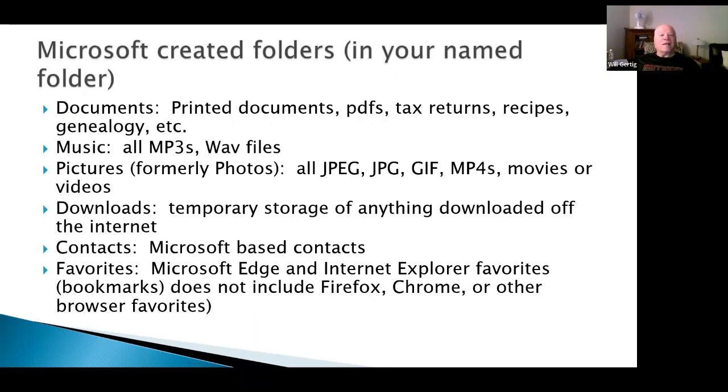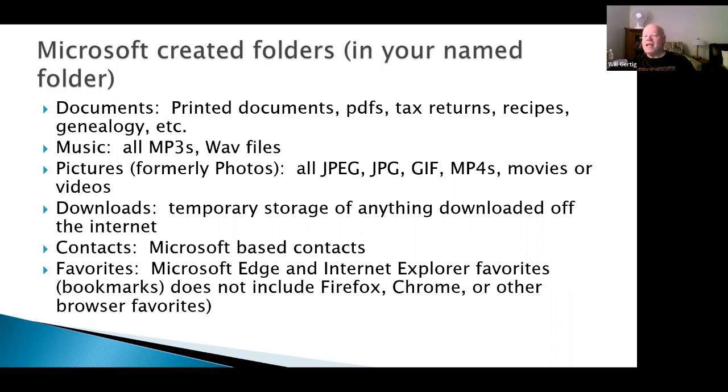So what kind of stuff goes in these named folders? Well, in Documents, as I mentioned, it's printed documents, PDFs, tax returns, recipes, genealogy, Quicken, all that kind of stuff. Anything basically that you can't figure out what to do with. If it has a piece of paper or could have a piece of paper associated with it, it belongs in the Documents folder, whether or not it has paper or not. If it could be a piece of paper, it should be in the Documents folder.